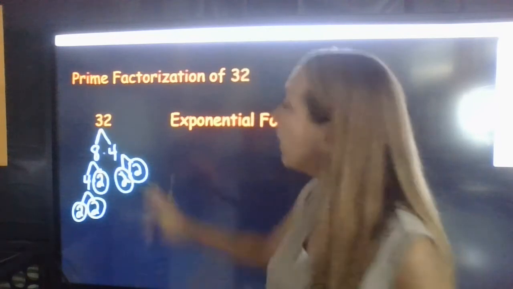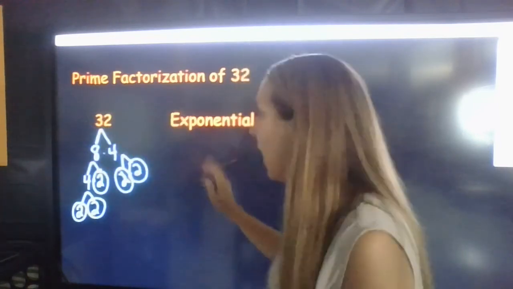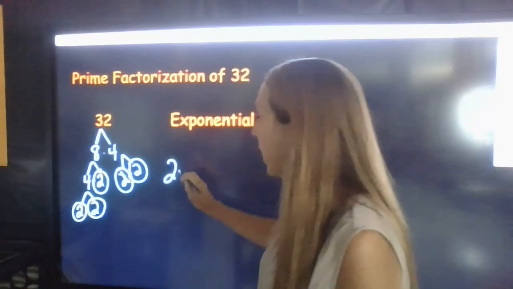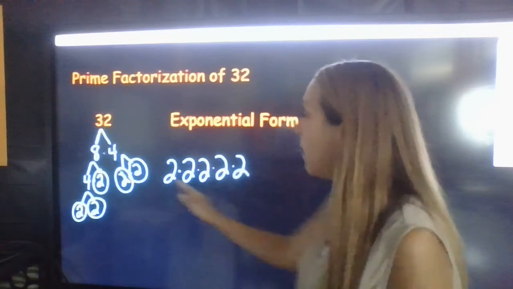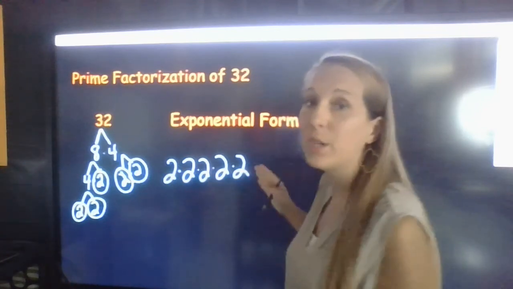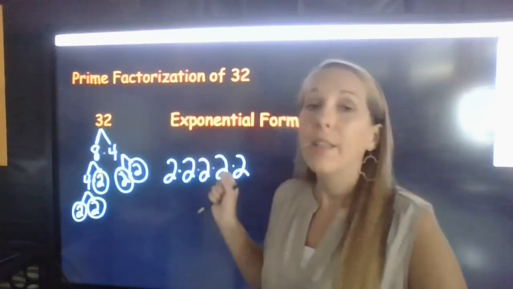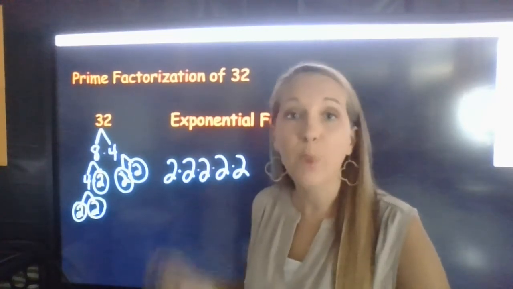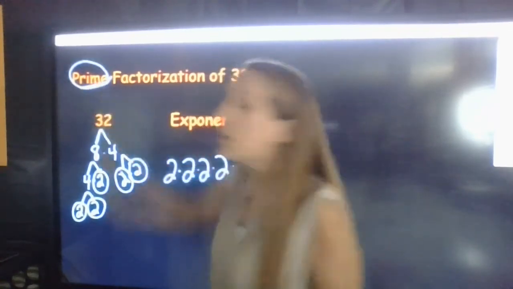So here's what we're going to do. We're going to take our prime factorization and write it out. We're going to say 2 times 2 times 2 times 2 times 2. This is our prime factorization of 32. Now, a lot of times students may have a 4 in here. That cannot be a prime factorization because 4 is not prime. The key word in prime factorization is prime.